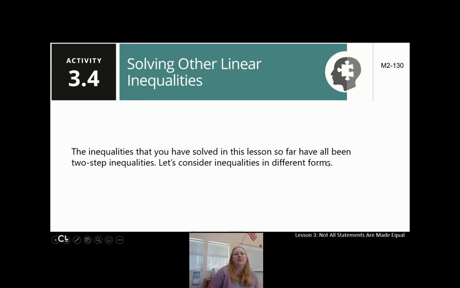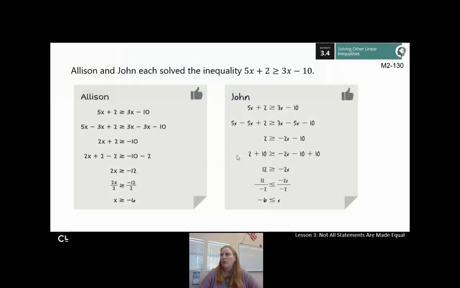So let's move on to activity 3.4. The inequalities that we've solved in this lesson so far have all been two-step inequalities, right? You only had to do 2 steps to solve it. It was just like, let's do this, let's do that, boom, solved, done. But of course, you know that just as equations can have more than 2 steps, inequalities can as well. So let's take a look at some more inequalities that are in some slightly different forms.